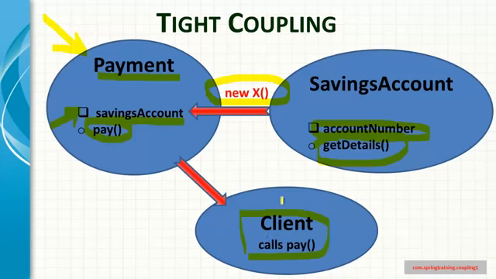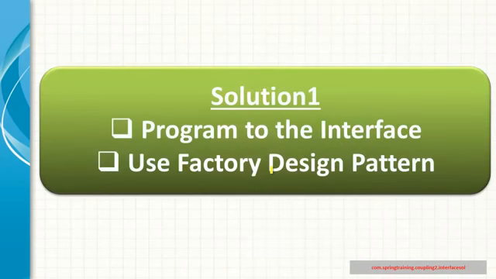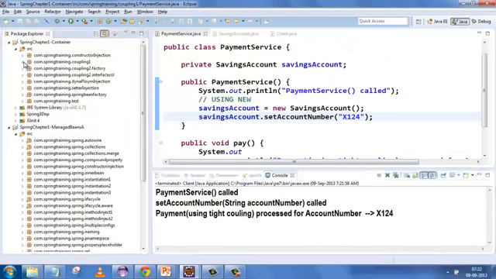That's tight coupling. How do we resolve this problem? There are two solutions that are provided in core Java, nothing to do with Spring. These are all core Java concepts. It says program to interface, and it says use factory design pattern, right? So let's see the first solution, how we work it out. The first solution is program to interface.